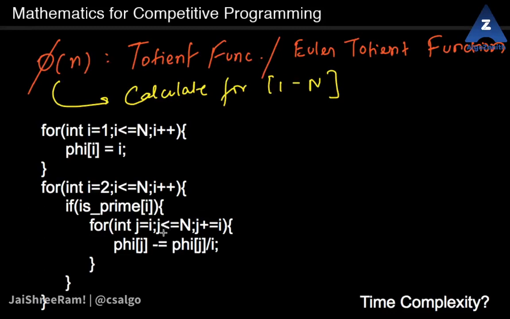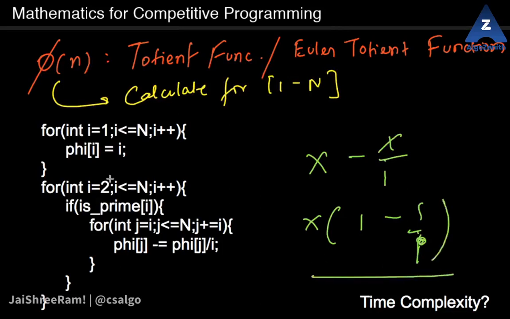We loop over all its multiples and we subtract this particular term, that phi of j minus equal to phi of j by i. So what is the thing that we are doing over here? Let's suppose the current phi of j value is x, it is getting subtracted by x by i. So this is nothing but making it x times 1 minus 1 by i, right? And which is correct because i is one of the new prime factors of this particular j, right?